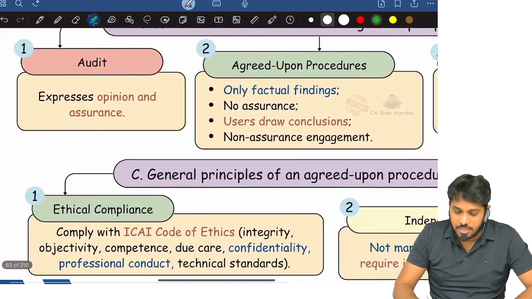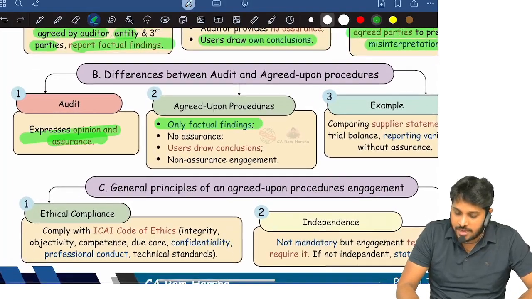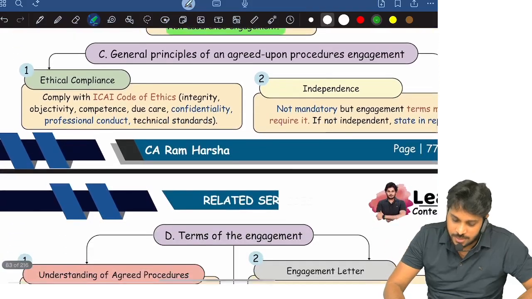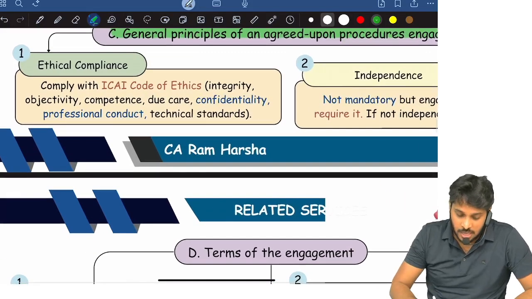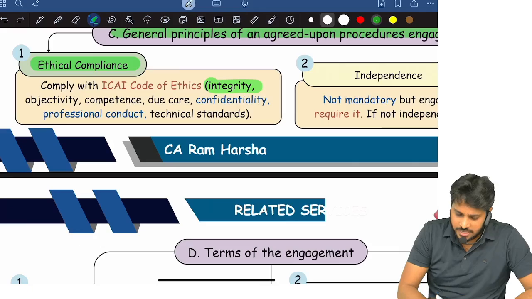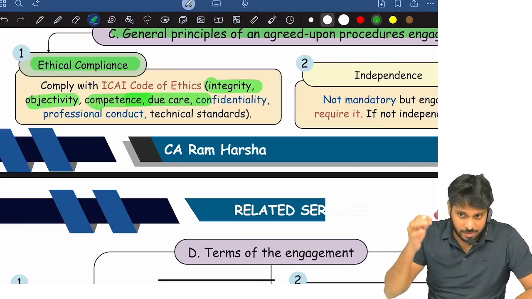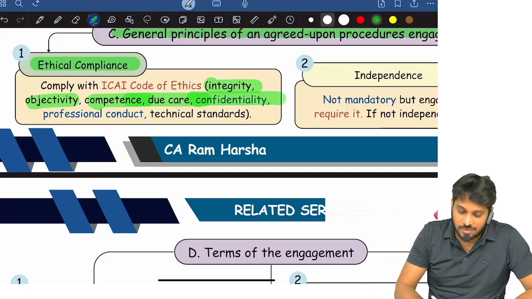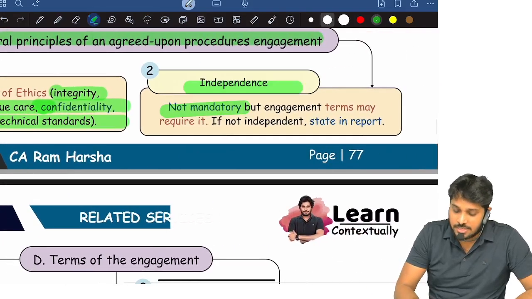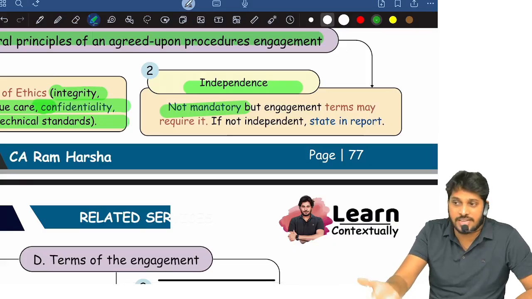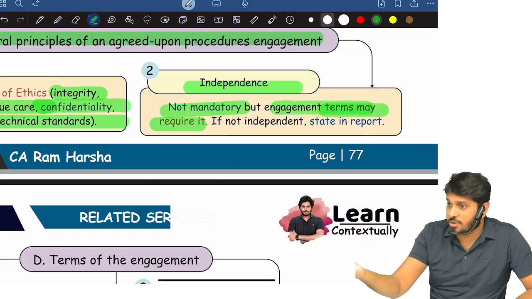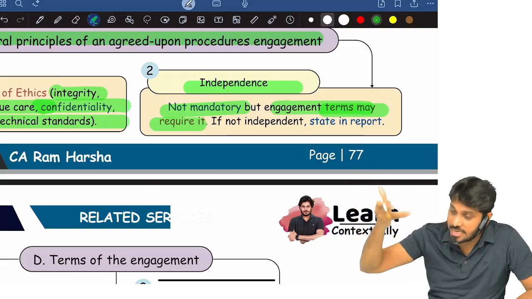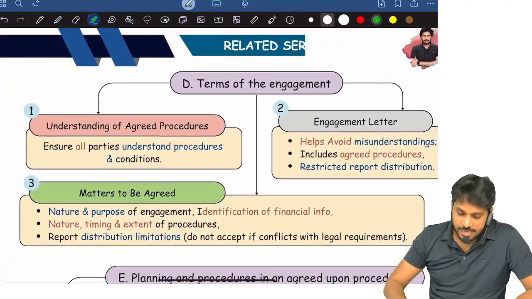Next, difference between audit and agreed upon procedure. In audit we express an opinion, whereas here we only give factual findings. No assurance. Users draw conclusions, and it's a non-assurance engagement. Now, what are the general principles of an agreed upon procedure engagement? General ethical principles, all ethical compliance. You must have integrity, objectivity, competence, you must perform with due care, you must maintain confidentiality of client relationship, all that. But independence is not mandatory, because here you are not providing any assurance. However, terms of engagement may require otherwise. Suppose the client may want even the related service provider to be independent. Next, terms of engagement.